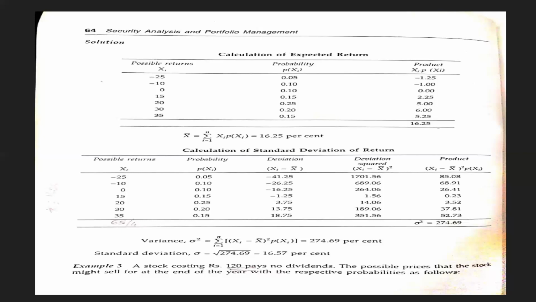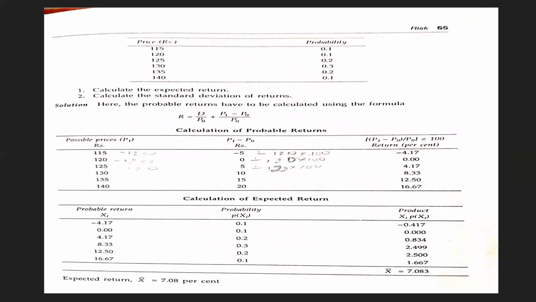This is how you calculate the return and the risk. Now the third question: a stock costing rupees 120 pays no dividend. The possible prices that the stock might sell for at the end of the year, with the respective probabilities, are as follows. They have given you the different expected prices and the probability values of those prices. There is no dividend involved.